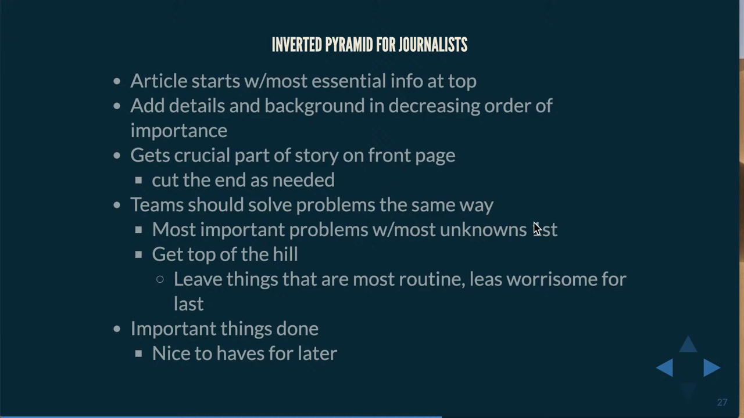They bring up this inverted pyramid that journalists apparently write their articles with. You start at the top with the most essential info, then you add details and background in decreasing order of importance. So this gets the crucial part of the story on the front page, going back to the newspaper motif, and you can cut the other details as you need to. Teams should solve problems the same way: get the important problems with the most unknowns first, get those to the top of the hill, leave the things that are most routine and least worrisome for last. Get your important things done, your nice to have for later.